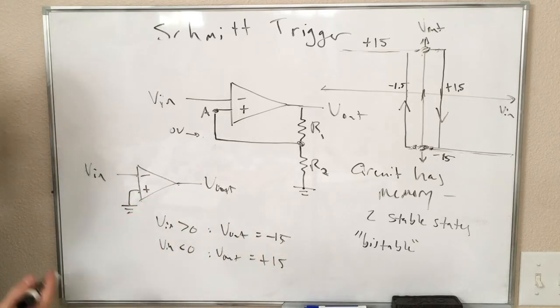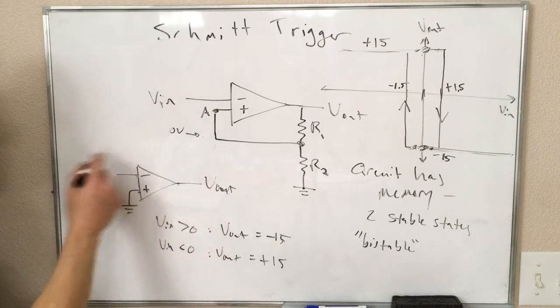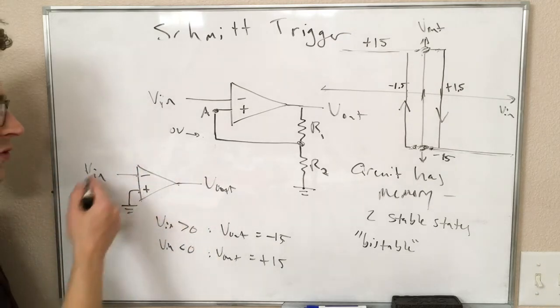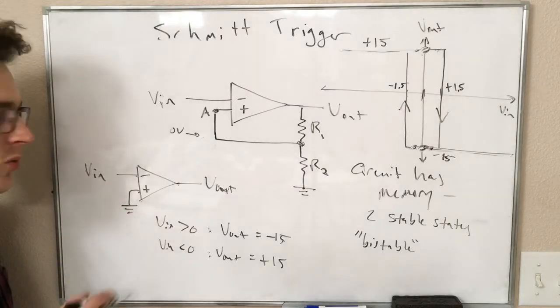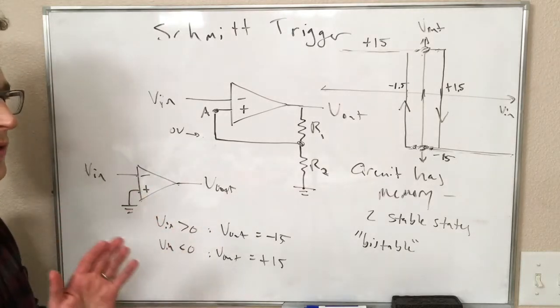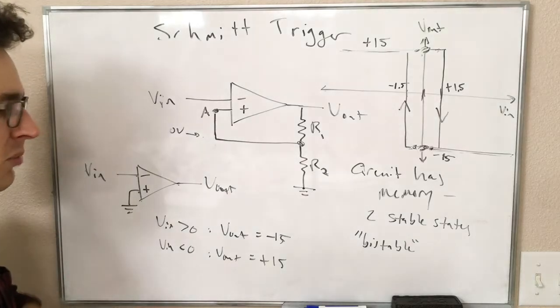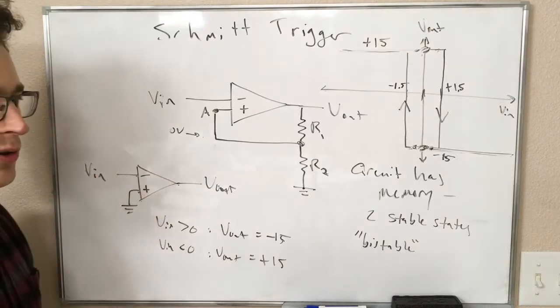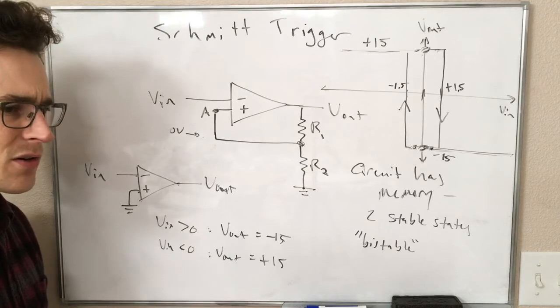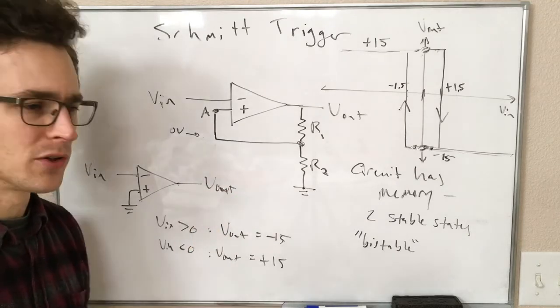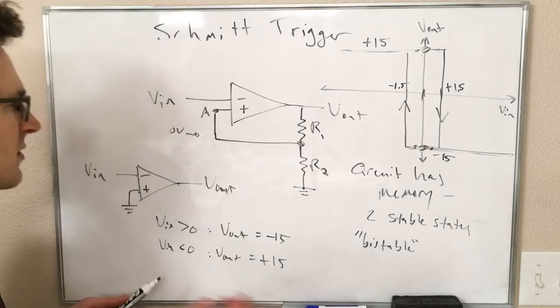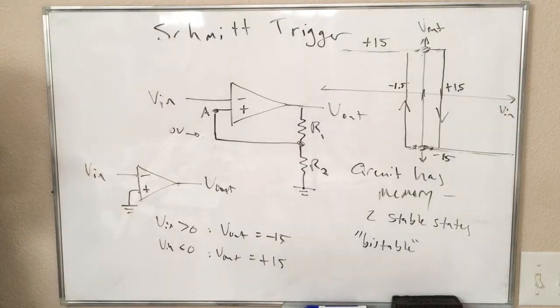Okay, so this comparator, we said, could be a useful circuit if you had a signal you were sending to it and you want some output that all it cares about is whether it's above some threshold value or below some threshold value. Maybe there's a temperature sensor and you want to turn something on when your temperature sensor voltage goes above some particular set point value or something like that. There are lots of reasons you might want a circuit like this.